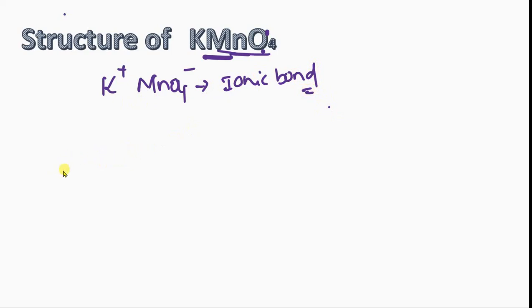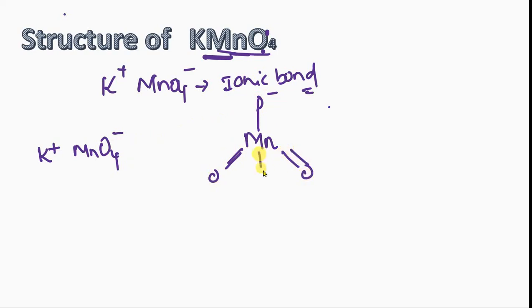So here, let us go for the structure. That is K plus and MnO4 minus. One O has the negative charge, so that will have a single bond. The other three oxygens will have double bonds. Now, do you remember what this structure is called? Tetrahedral. This structure is called tetrahedral.